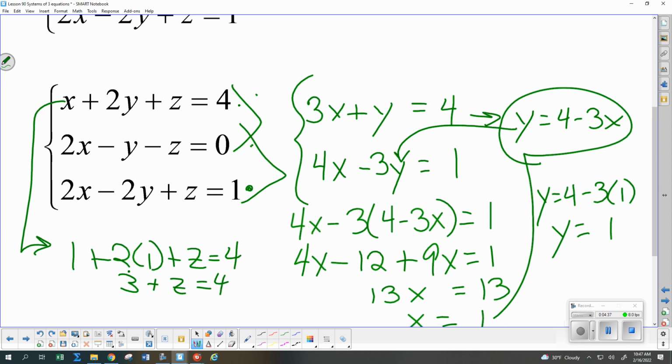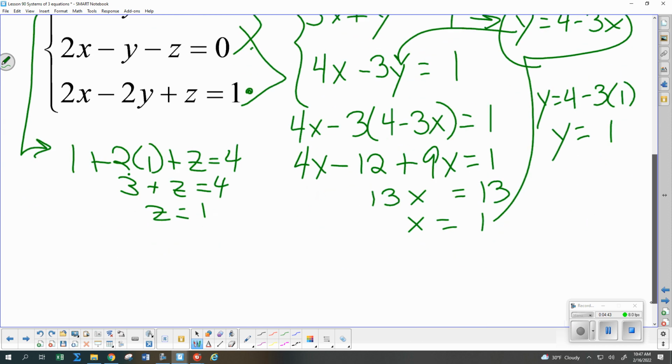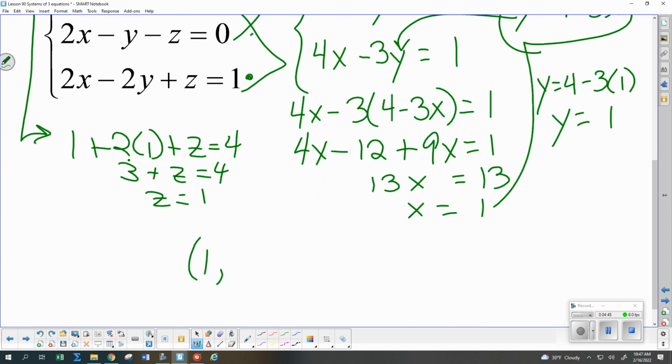I feel like we're in a rut. Z is also 1. It's not okay to leave it like that. We're going to write it as a triple. So parentheses, x was 1, y was 1, z was 1, and there is our answer. Do we have any questions on that one?